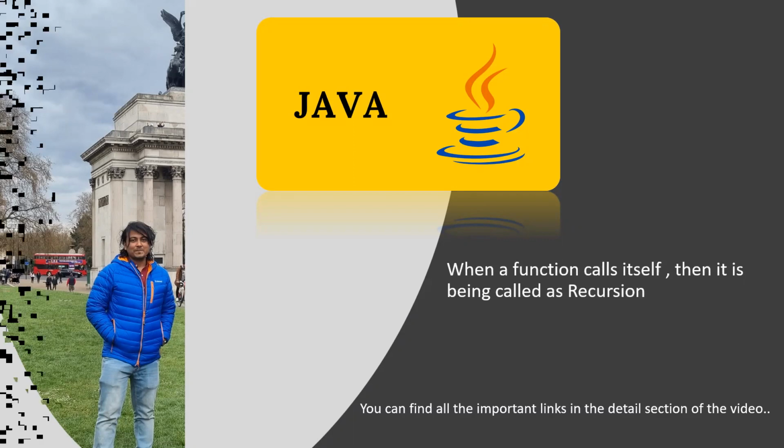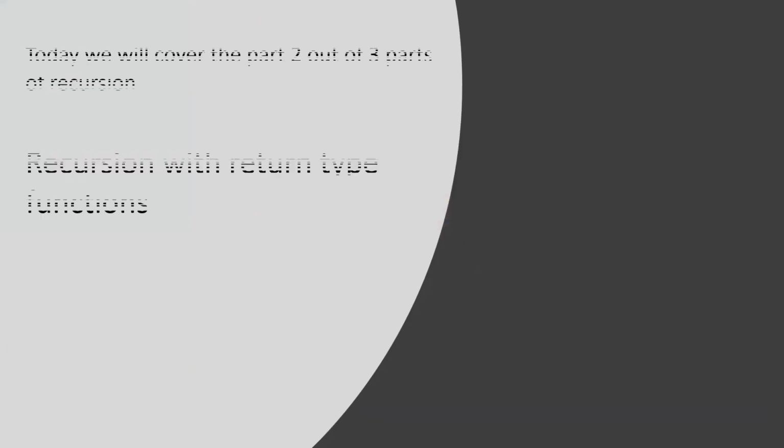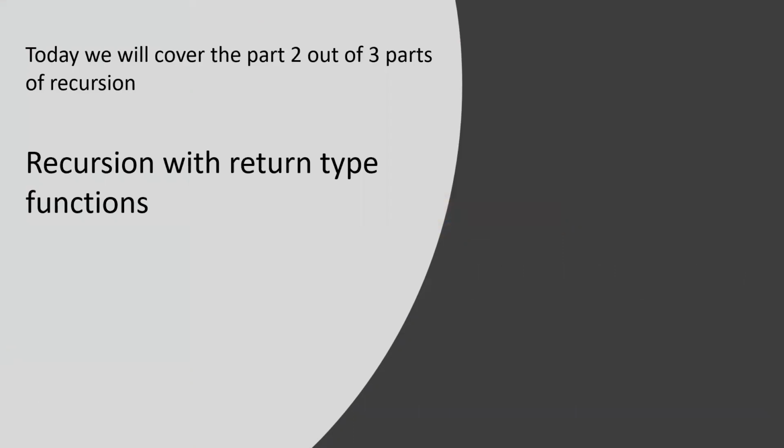So as I mentioned in the first class, I have already segregated this recursion class into three parts. In the last class, we covered the basic or starting recursion, where we used all the functions with void type. But today I'm going to use functions which will be returning something, and this will be part two of our recursion classes.